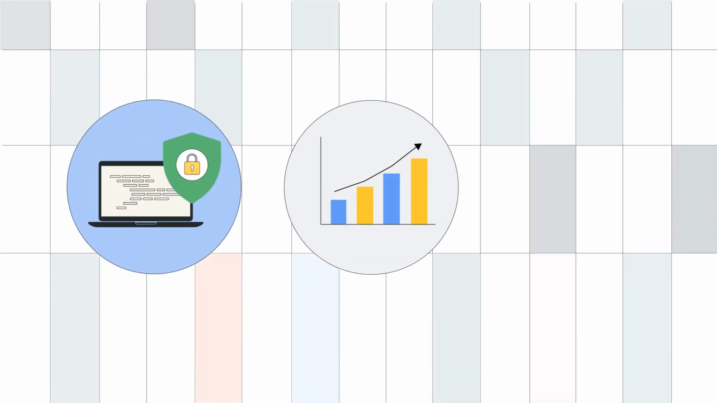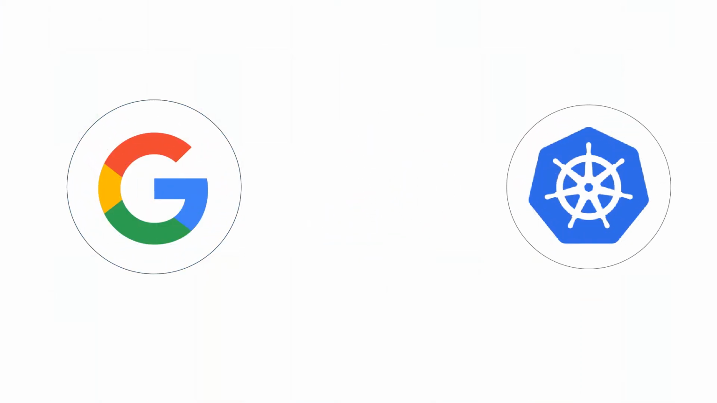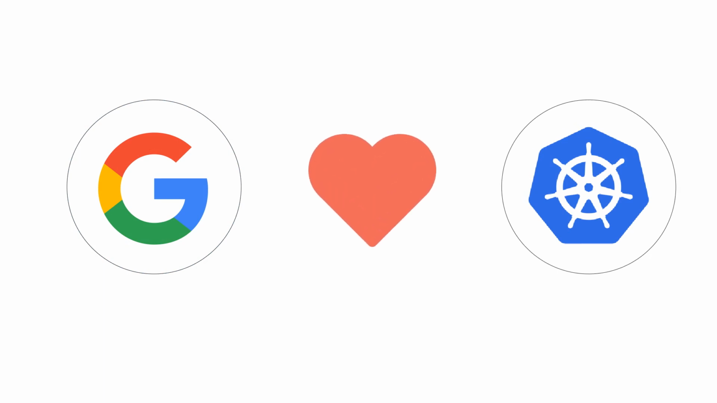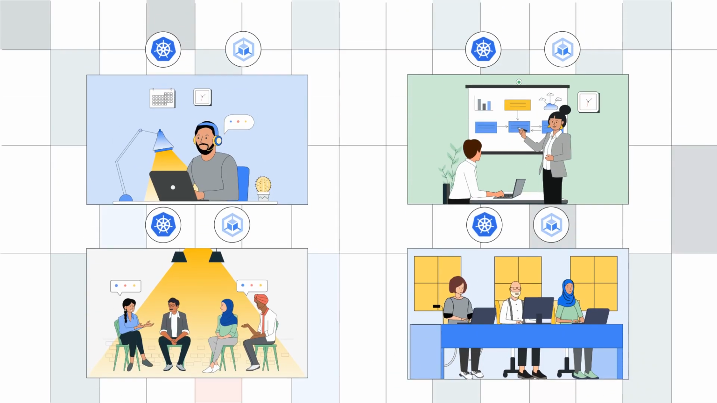You get a built-in security posture, scalability, simplicity, and more, without giving up the ability to run daemon sets or stateful applications or almost anything else your team can put into a container. Google and Kubernetes are the perfect match. GKE is everything you love about Kubernetes with Google behind you every step of the way. We're excited to see what you build on GKE.